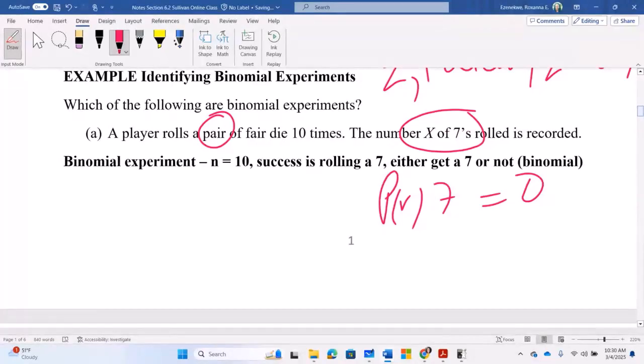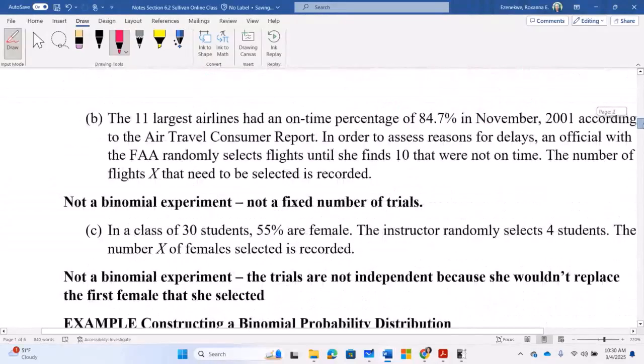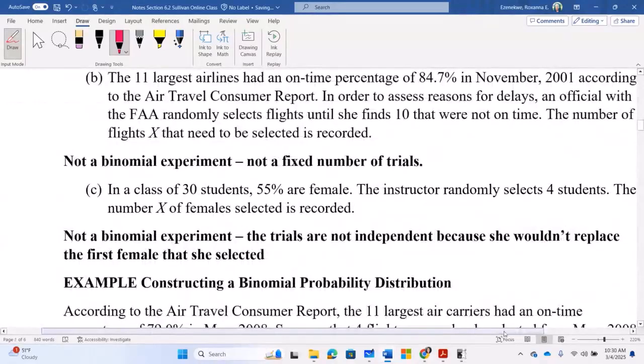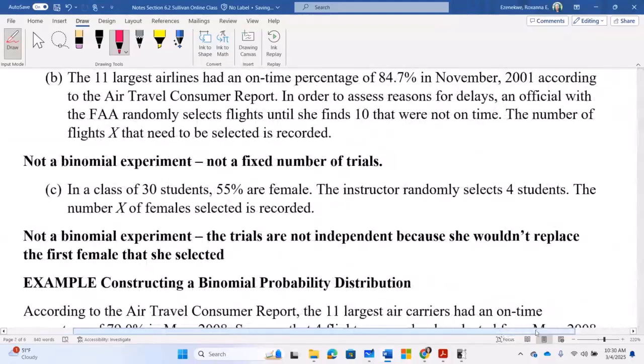Binomial experiment, the sample size is 10. Success is rolling a 7. Either get a 7 or not. That is binomial. There is no 7. Therefore, that is called an impossibility. The probability of something not happening at all, no chance of happening, is called an impossibility, an empty set.